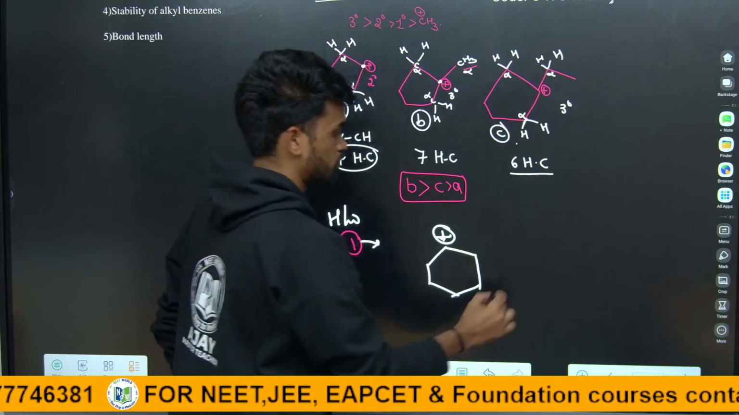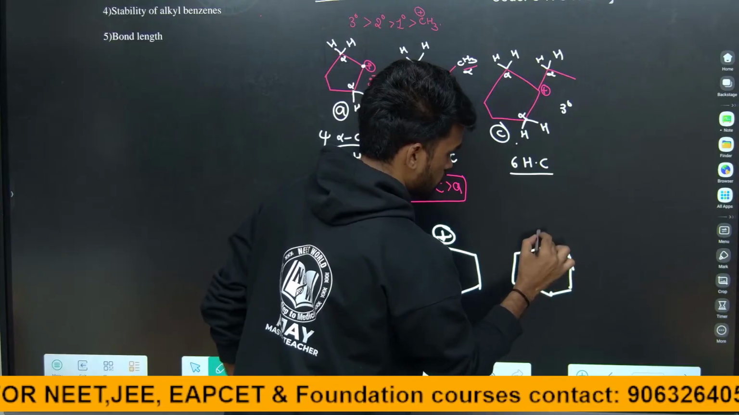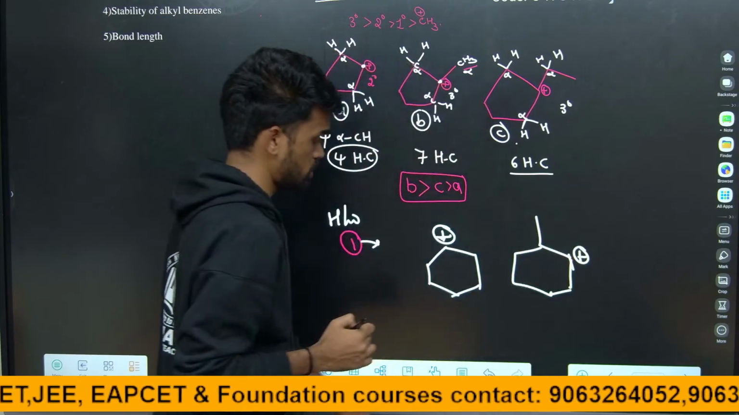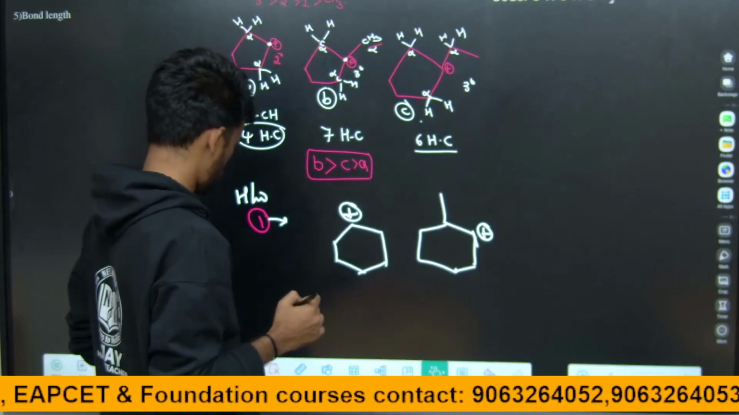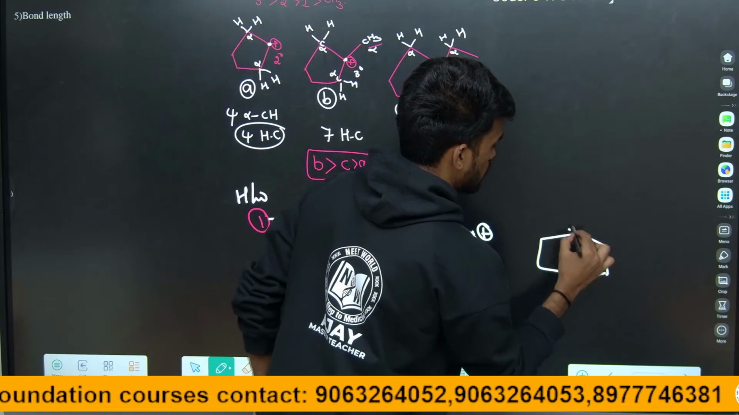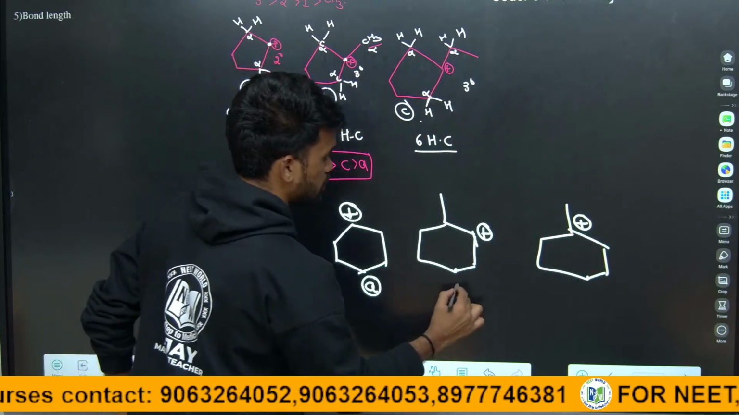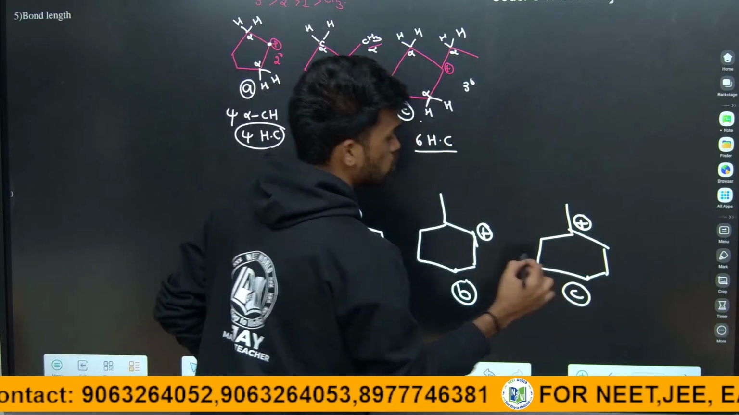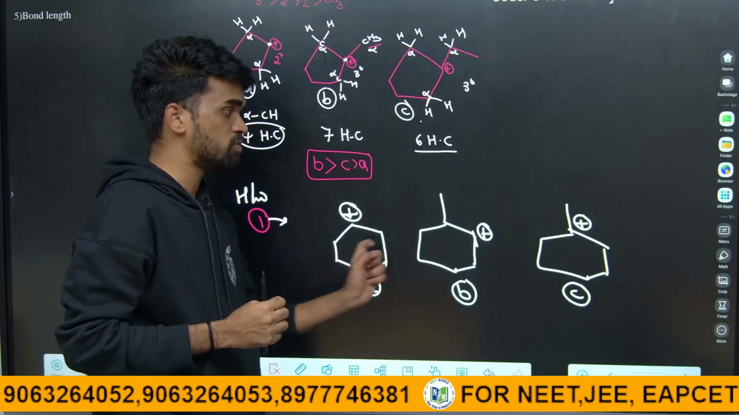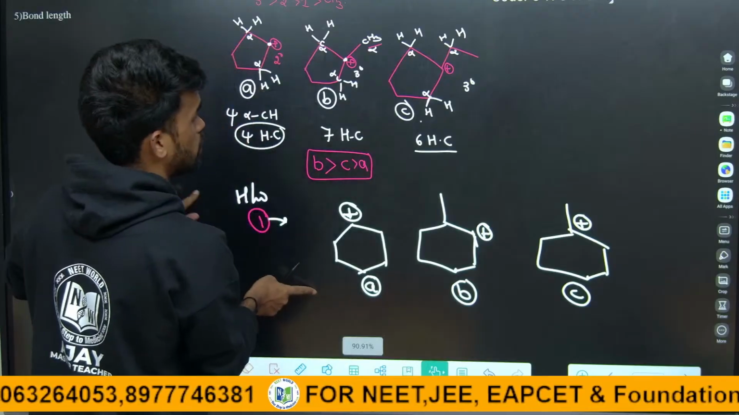Positive charge, positive charge. A very simple question it is, with a positive charge. So consider A, B, C. Tell me which is most stable and which is least stable. Write the order of the stability of these carbocations, and in the comment box we will discuss if you have any doubts on this.